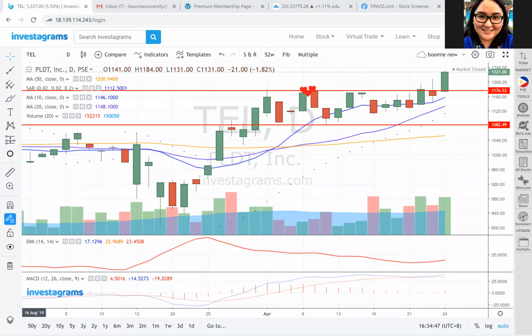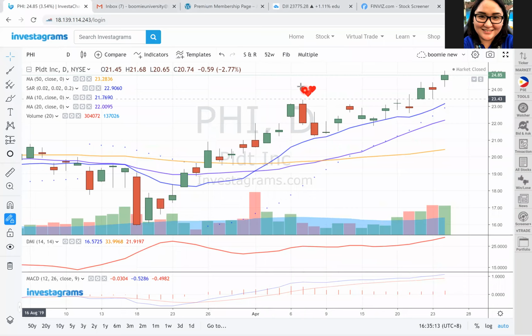Full agad. If I can, I want to buy the full. Meron akong ituturo. You know, PLDT is listed sa US Stock Exchange. So, it's called PHI. Tignan mo yung chart.